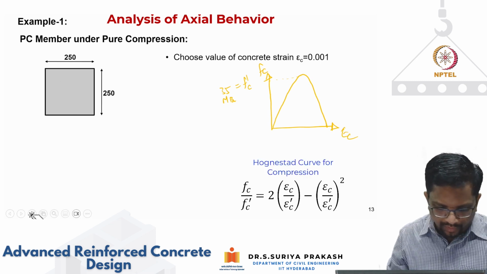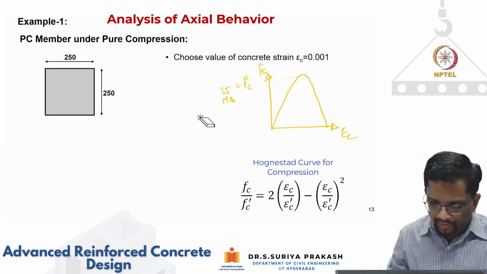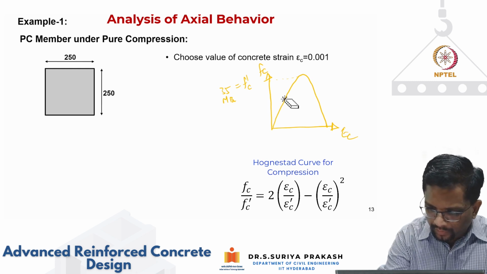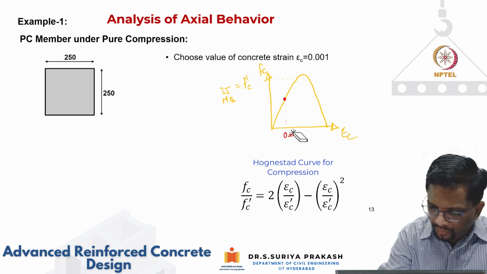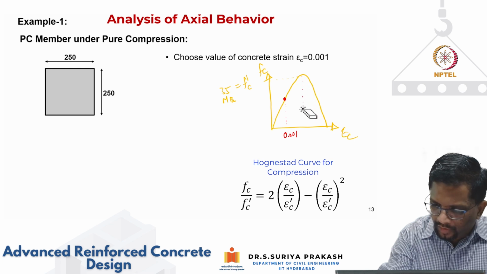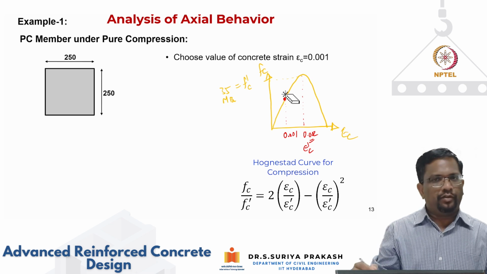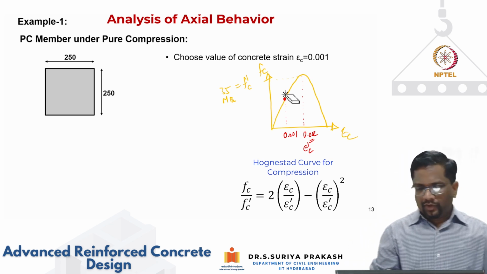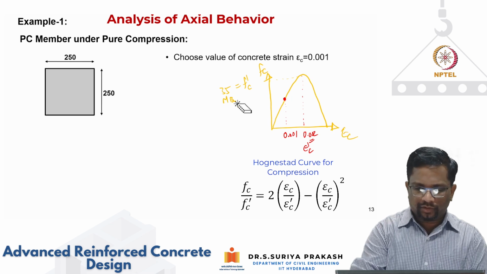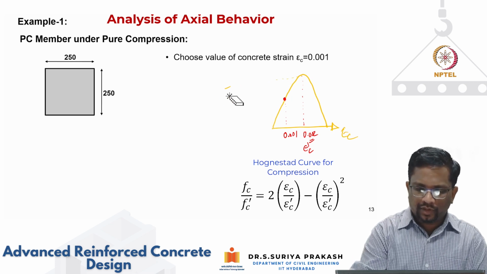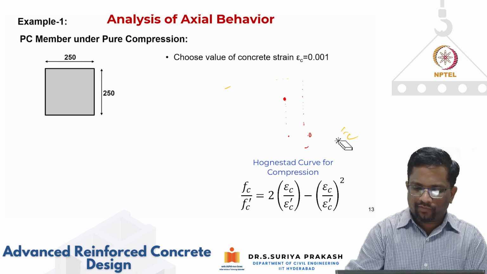I'm taking a strain value of, let's say, here. What is this value? It is 0.001, and this is your epsilon prime c, which is 0.002. We are doing this calculation when concrete is at a strain of 0.001. Now let's see how the system is going to behave. I'm going to erase this, and we will do the calculation after describing this behavior.